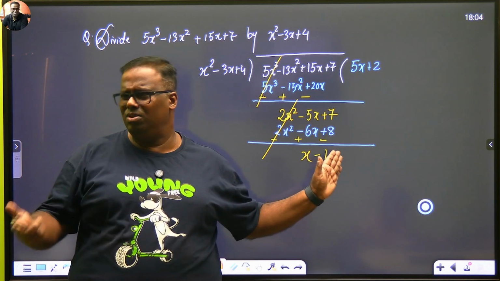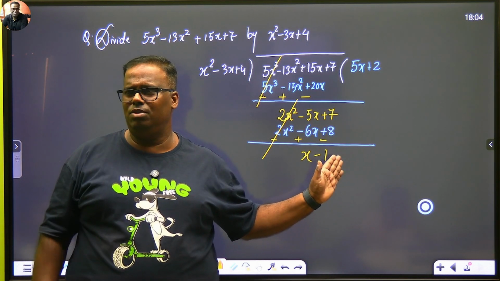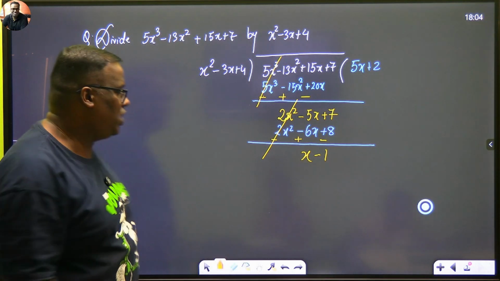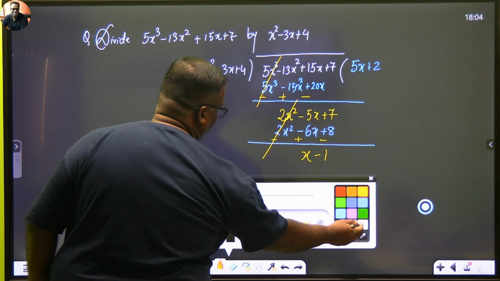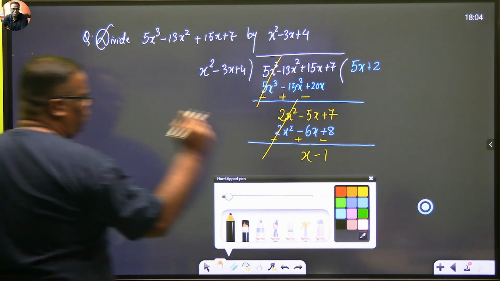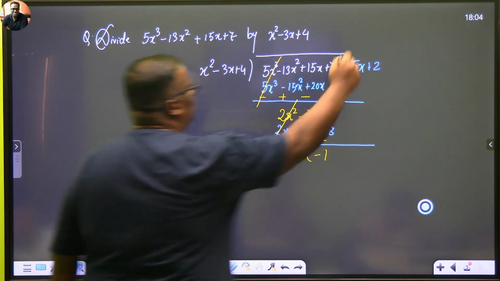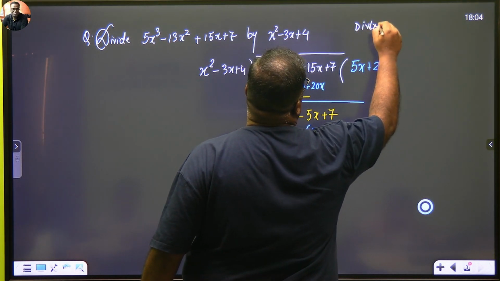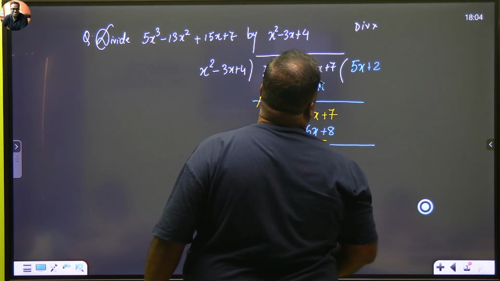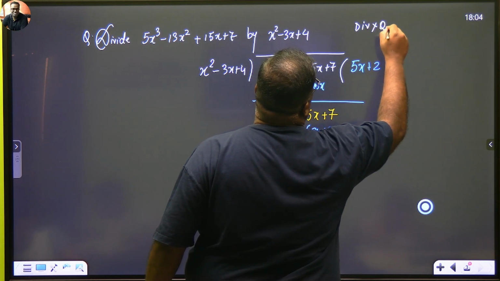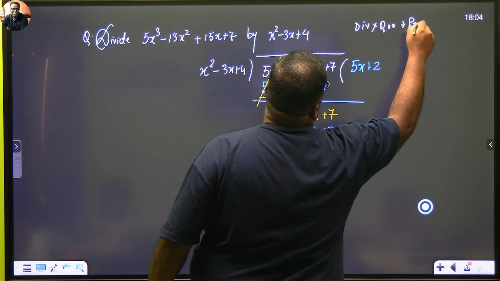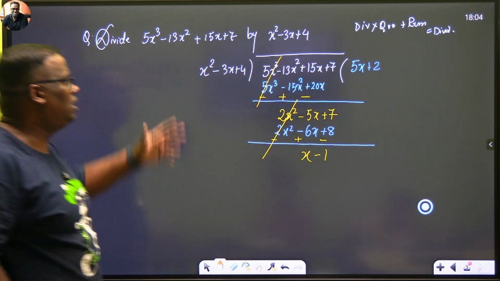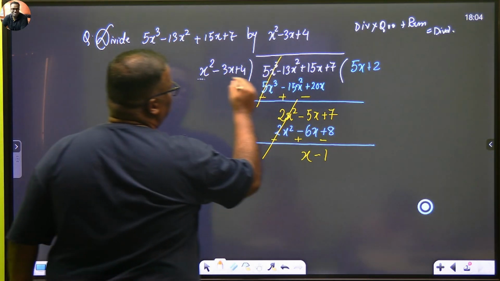So we will spend time on this. Why are you thinking that we are done with this? X minus 1 is the remainder. Let us put our checking hats on and check whether we have got the right answer or not. If we have, what is the formula always? Divisor multiplied by quotient plus remainder should always give me the dividend. Yes or no? So let's multiply this with this.